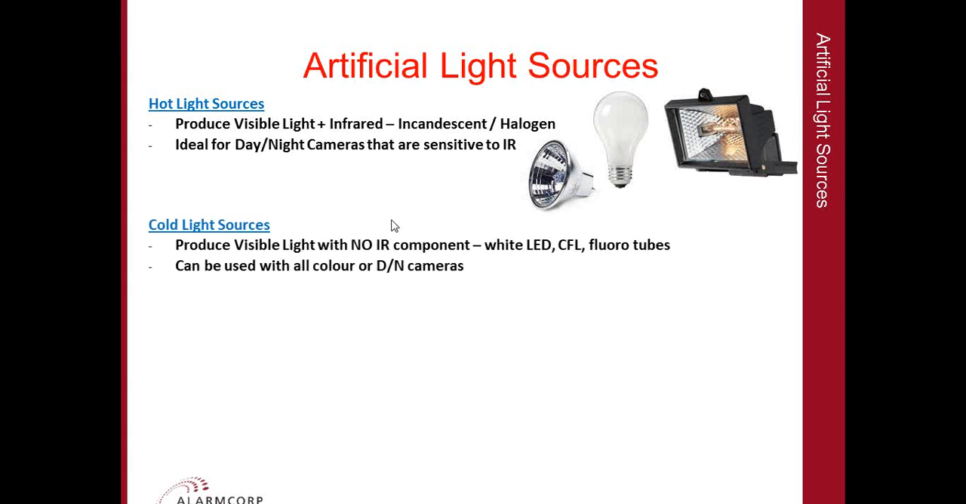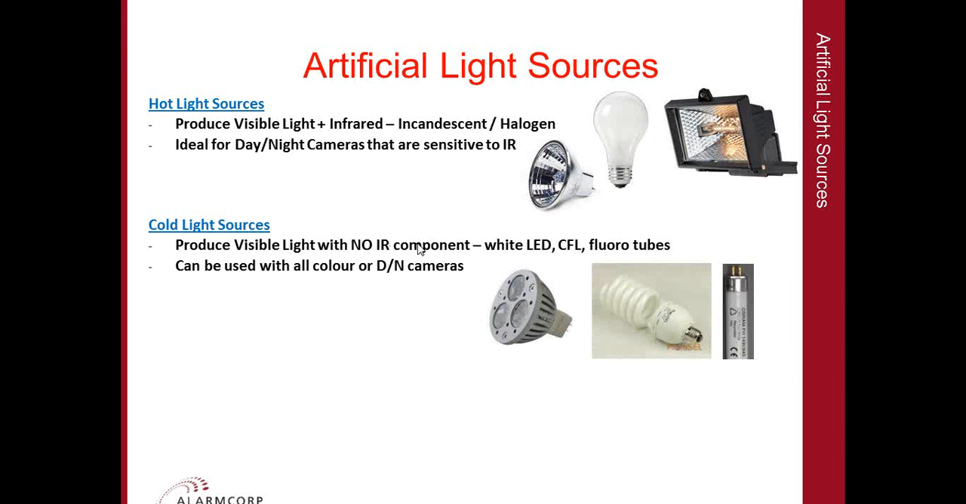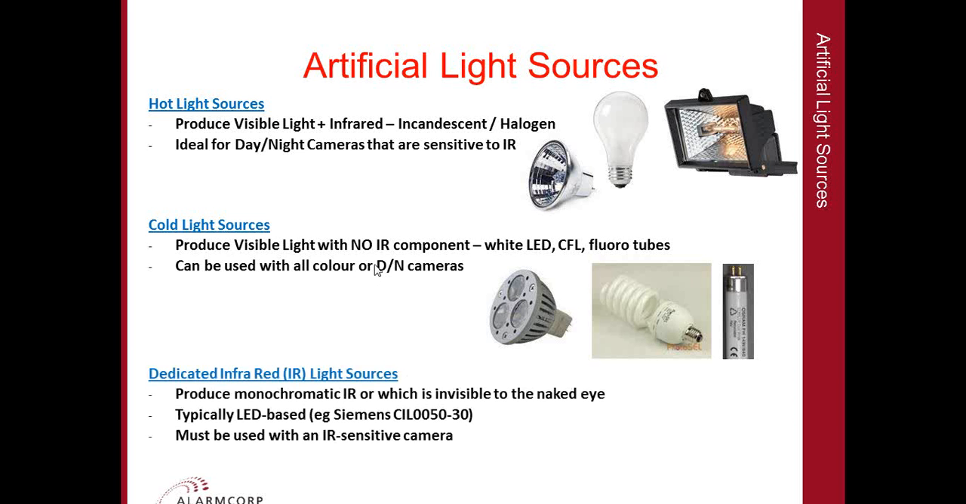We can have cold light sources. These produce visible light only with no infrared component. Examples of cold light sources include white LEDs, compact fluorescent bulbs, and of course the good old-fashioned long strip fluoro tube. Now, you can use them with all color or day-night cameras, but they do have some performance implications, which we'll talk about later.